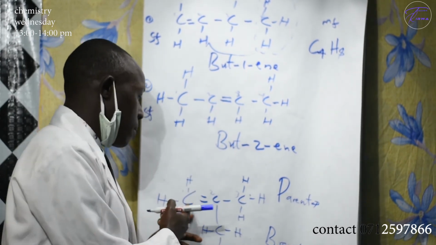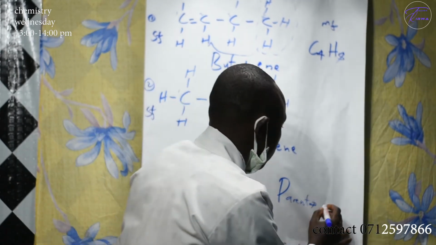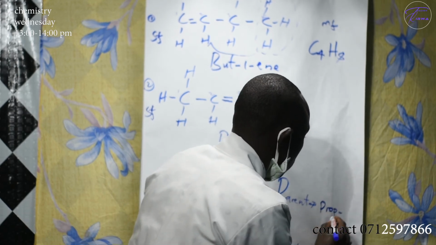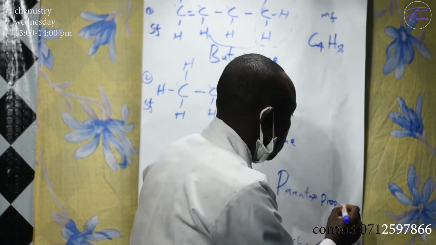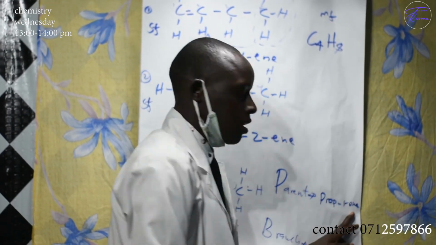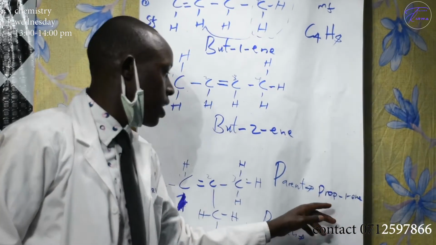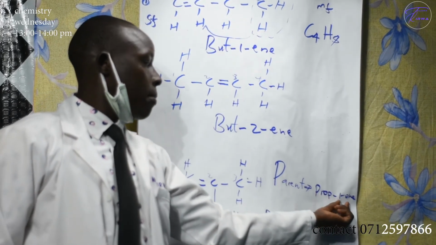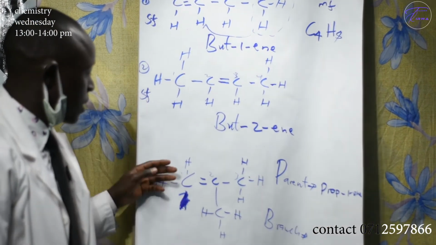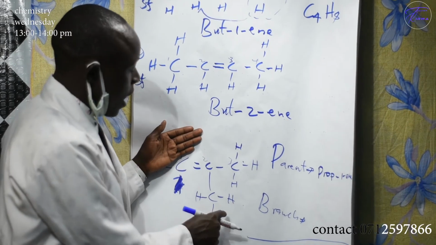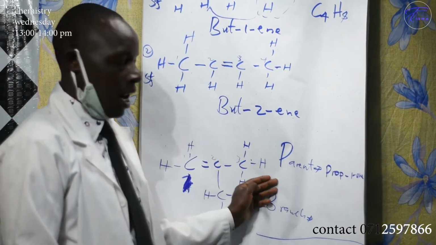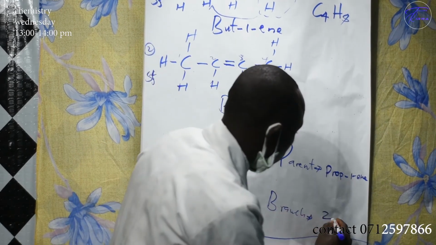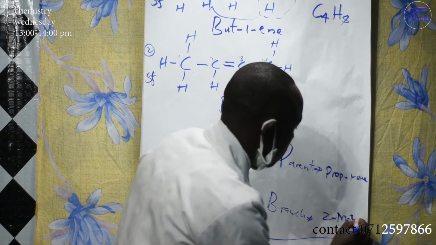So the parent name is prop-. So prop-, and the double bond is at carbon number 1. So you call it prop-1-ene. Okay, prop-1-ene to say at carbon number 1 we have a double bond. The branch at carbon number 2 we have a CH3. You remember CH3 we called it methyl. So at carbon number 2 you have a methyl branch.